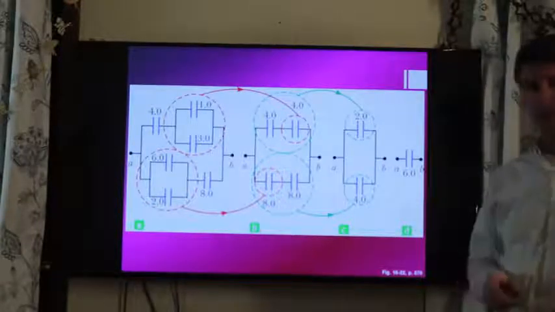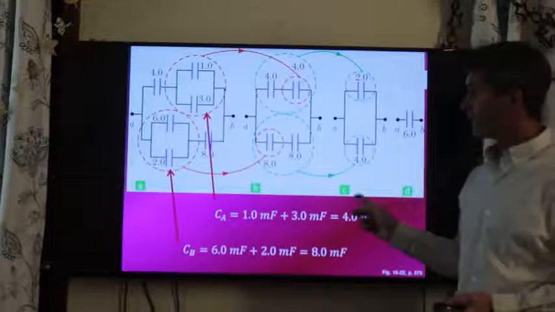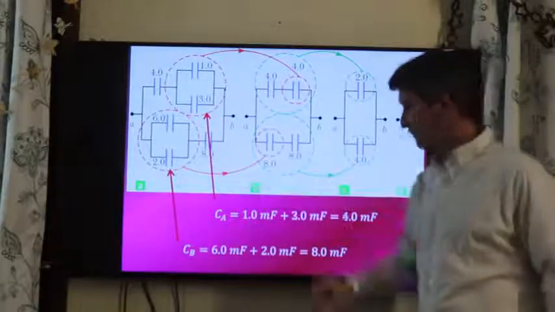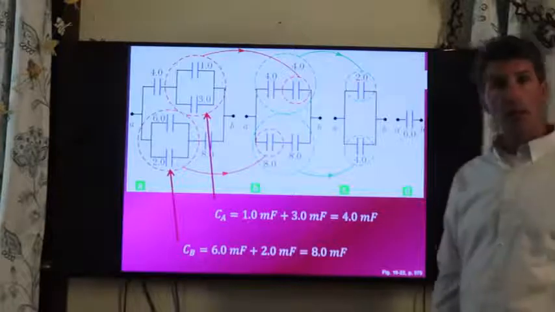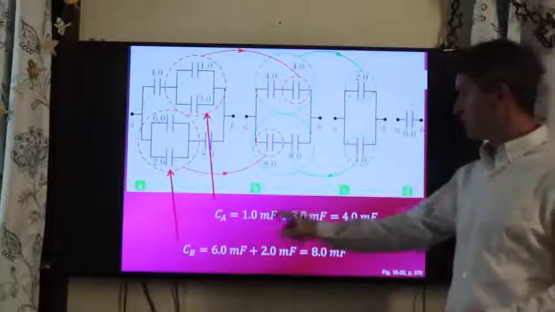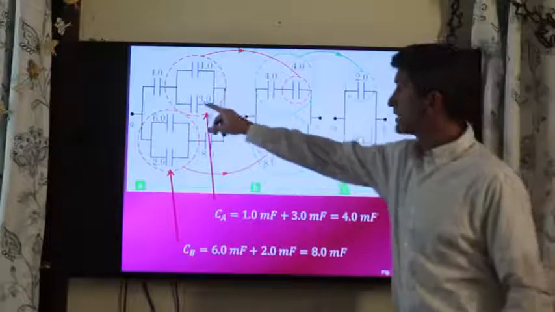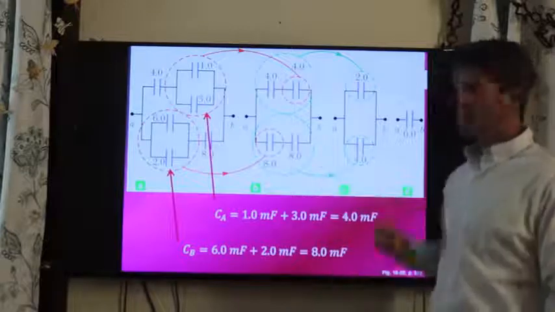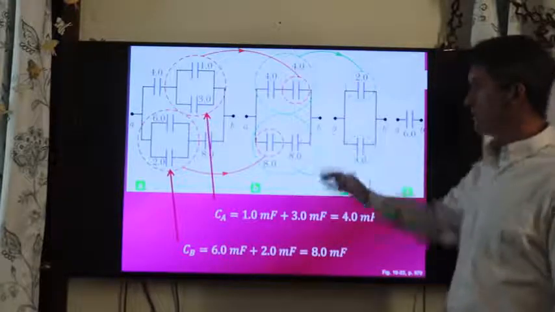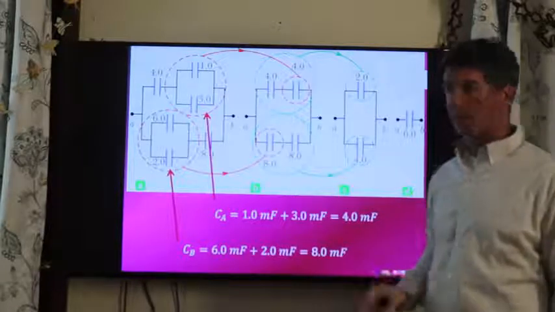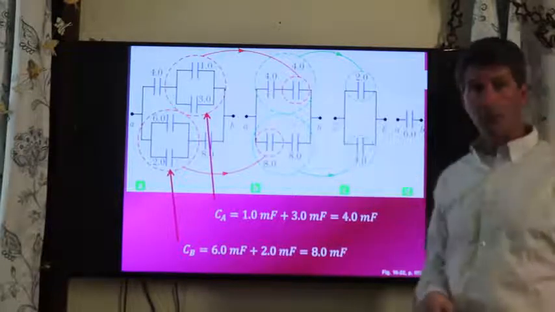Okay, let's go through each step. For the first case, I'm going to take the equivalent of this one and the equivalent of this one. They're in parallel, so I can just add the capacitances, and that's really simple. 1 plus 3 is 4, so the 1 plus 3 becomes 4. 6 plus 2 becomes 8. There's your 8 right there. And now I'm to this middle state right here. Okay? I actually have 6 capacitors here, but they're now represented by 4.